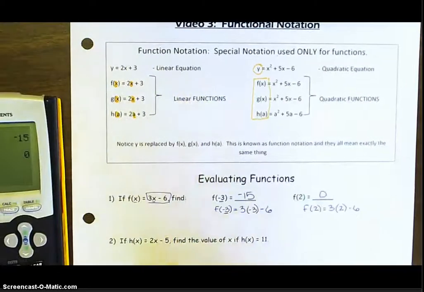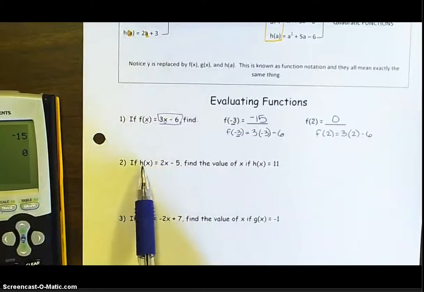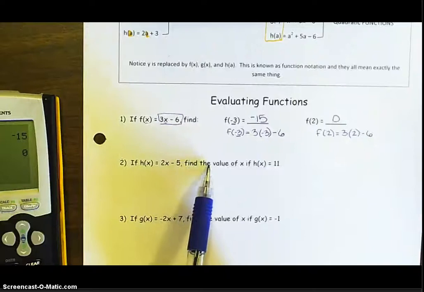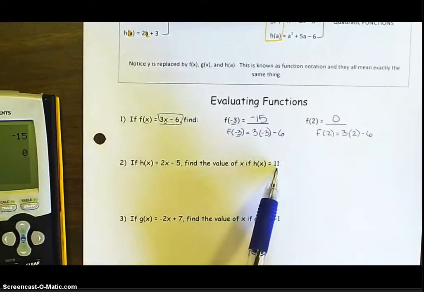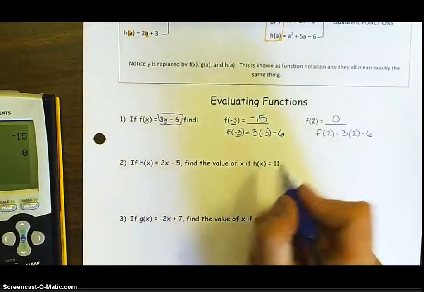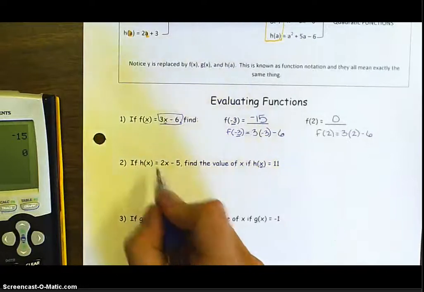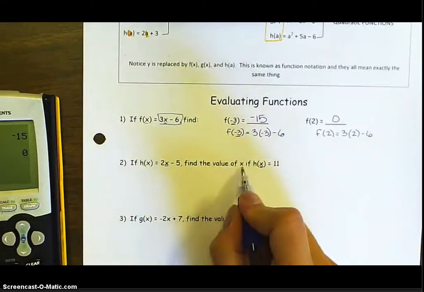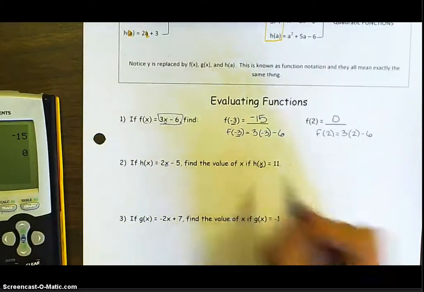All right, now let's take a look at number 2 because it's slightly different. If h of x equals 2x minus 5, find the value of x if h of x is equal to 11. So this time, I do not know what is inside the parentheses. So I'm going to keep the x in x because there's still an x there. But this time, I want to find x, and they're telling me that the whole thing is equal to 11.